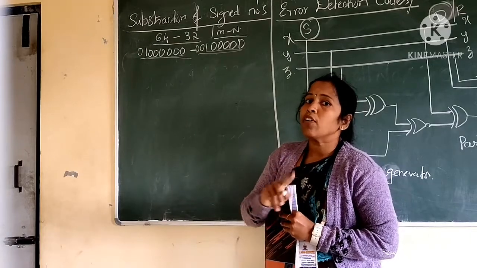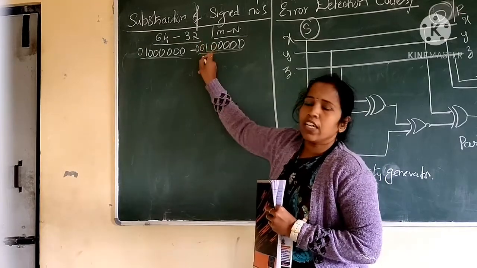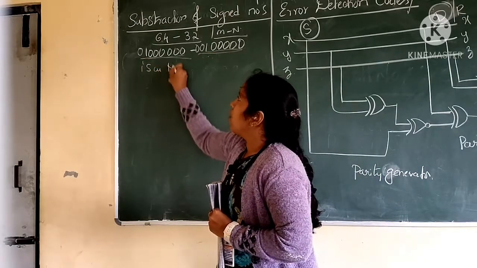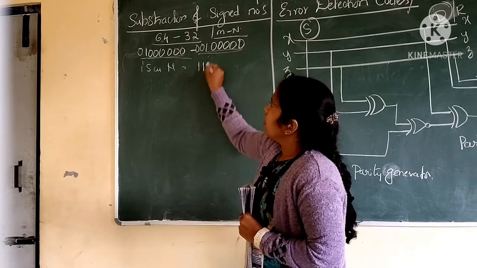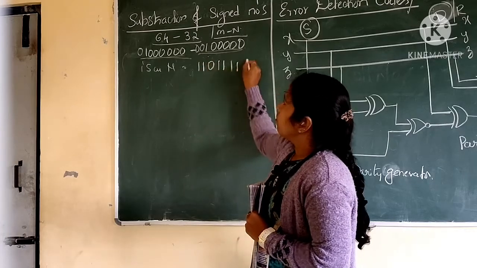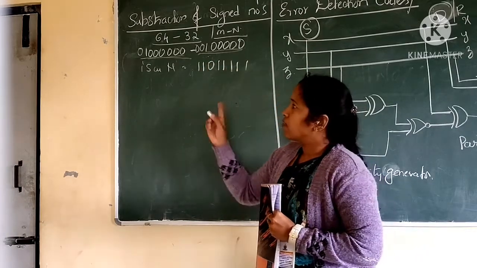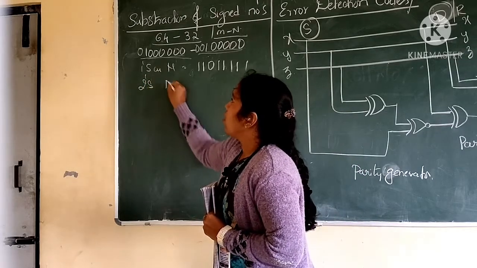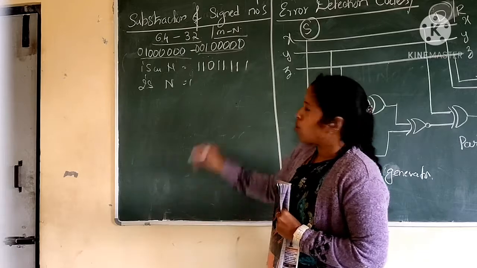The first step is finding the r's complement of N. N is nothing but 32. So first I will find the 1's complement of N: 1 1 0 1 1 1 1 1. Now I have got the 1's complement of N. The next step is the 2's complement of N.